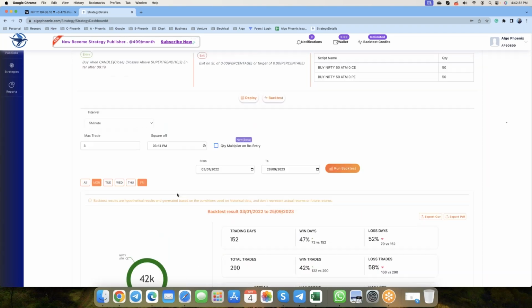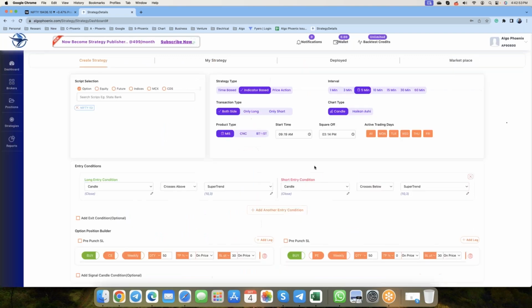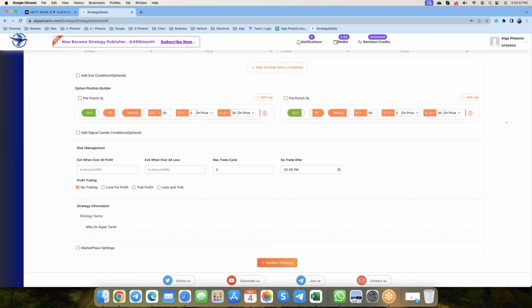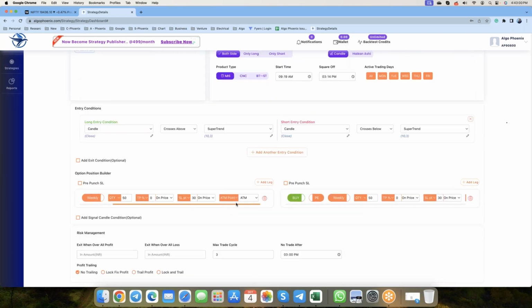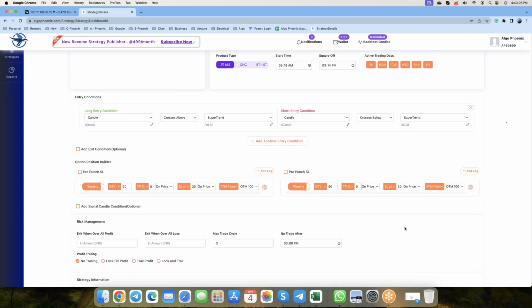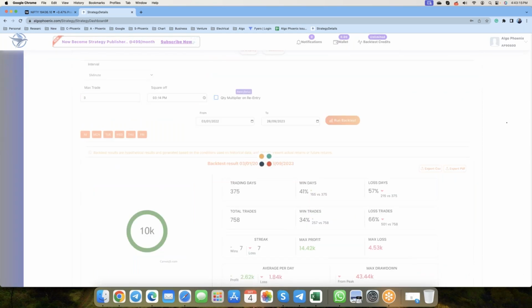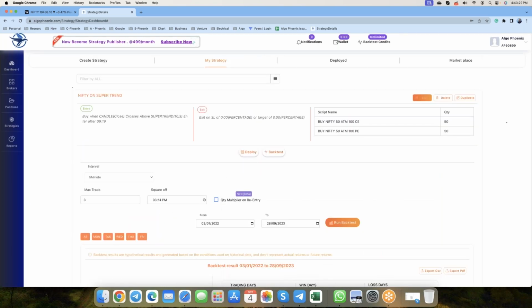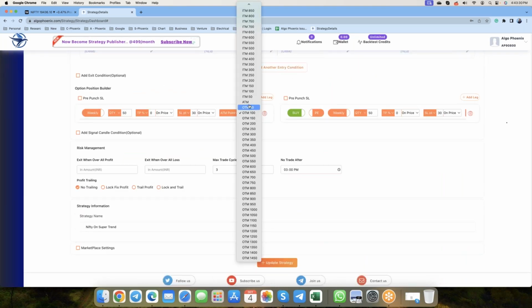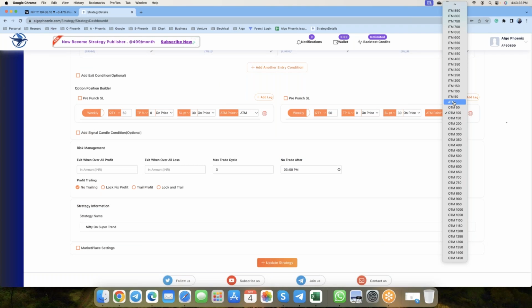Let me try to modify a little bit more. Okay. Now what I can do over here is, instead of ATM, I can try OTM 100. Let me see if that is giving me better results. I update the strategy and backtest the same data. If I go for OTM 100, that is 100 points, it is giving me a loss. So I have to go only with ATM, not the OTM. So I'll stay with ATM.